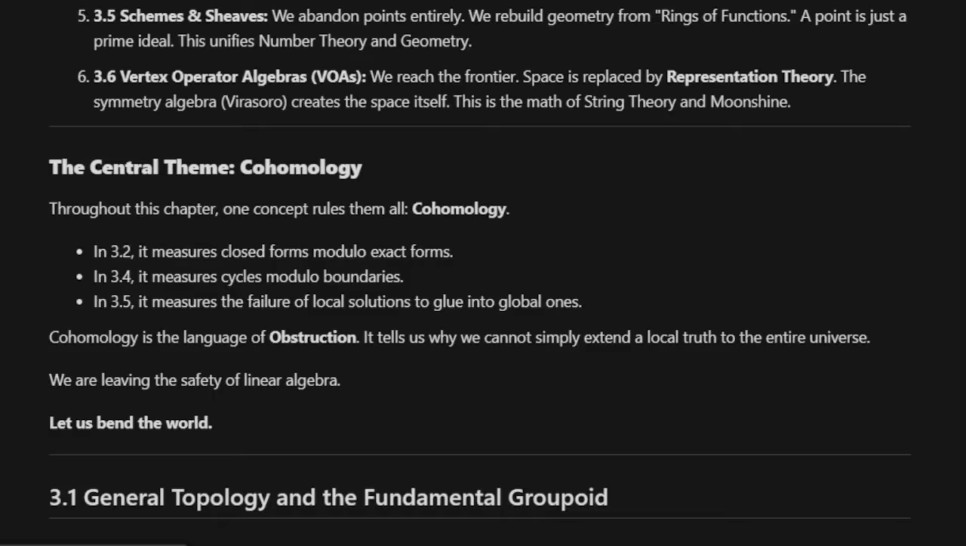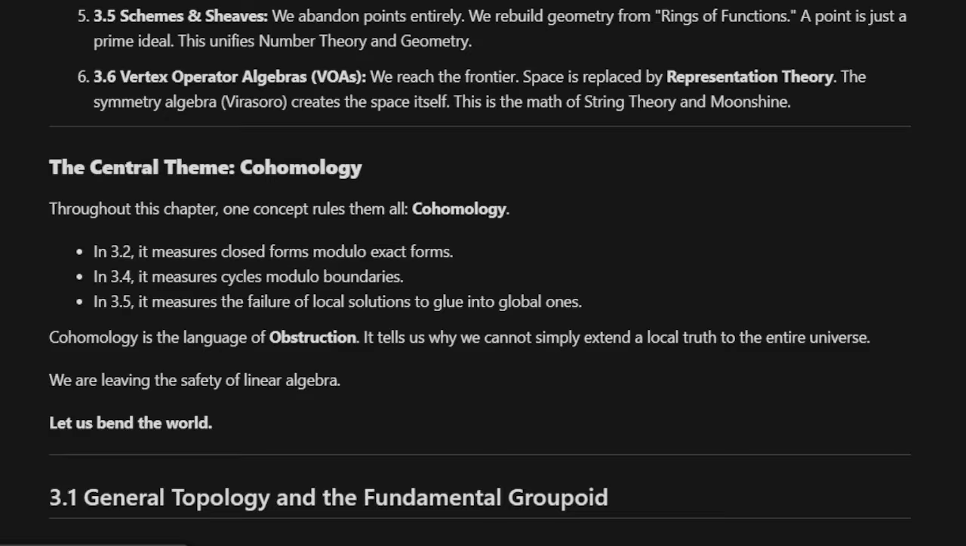Cohomology is essentially the mathematical measurement of that. If you can extend the solution to the whole universe, no. Okay, well, by how much? That's cohomology. Think about it like that. It's a language of obstruction. It measures the distance between local truth and global truth, and it tells you why we can't simply flatten the Earth onto a map without distorting it. So that's what this answers, and it's a central theme.